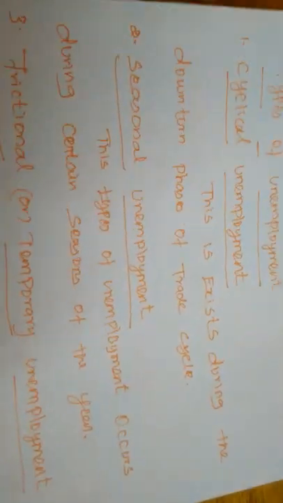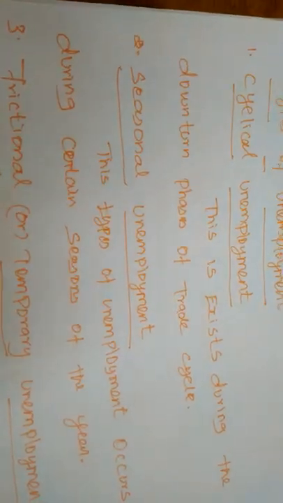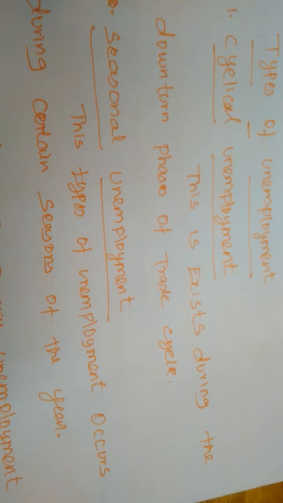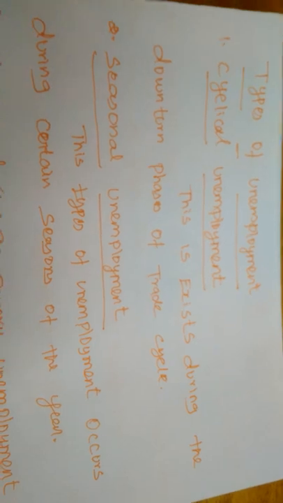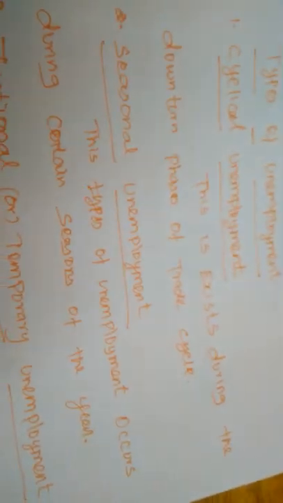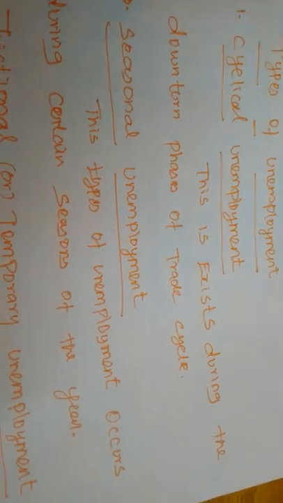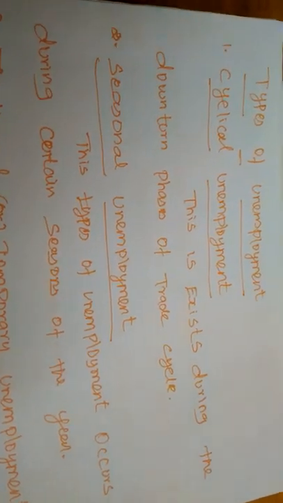Okay, so first, one of the types of unemployment is cyclical unemployment. This unemployment exists during the downturn phase of the trade cycle in the economy. We have studied the trade cycle, the phases of trade cycles: the boom, recovery, recession, and prosperity. That is one of the cyclical movements of every economy.